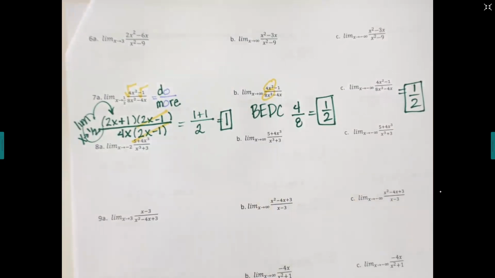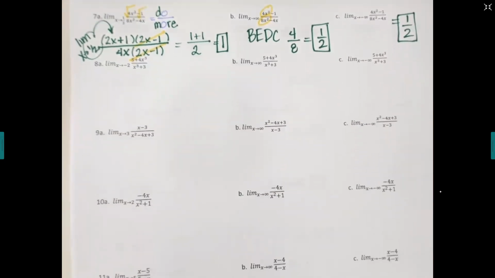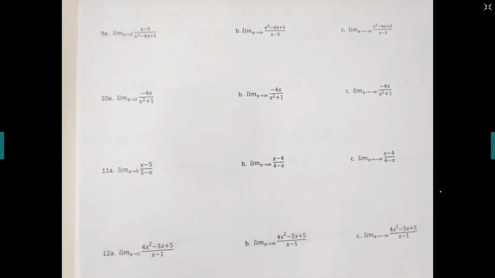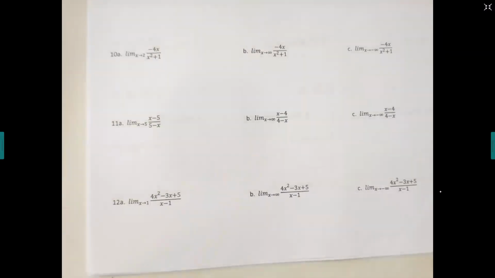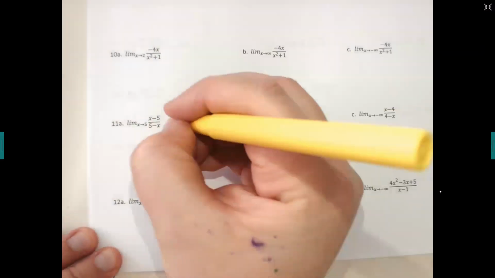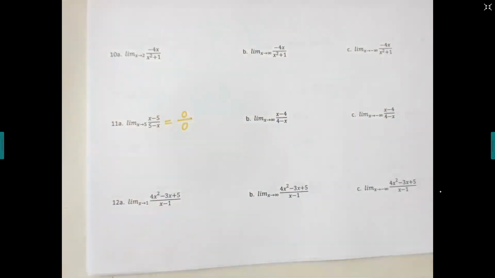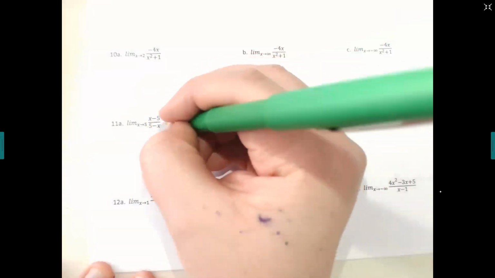Okay, let's do maybe one more from this page. Go down for me, please, to 11A. Okay, number 11. First thing I would do is plug in 5. On the top, what's 5 minus 5? What about 5 minus 5 on bottom? And if I get 0/0, what are we going to do? Do more. Then you'll look at your sheet. Remember, if substitution doesn't work, I'm going to try factor cancel.